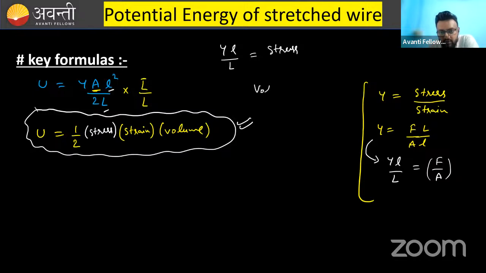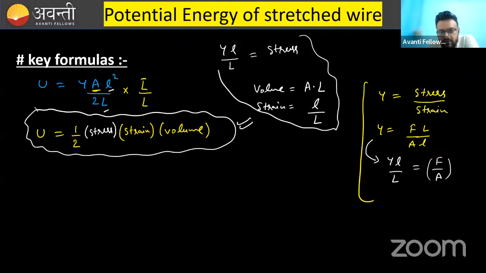Volume is what? Area into length. Strain is what? Change in length divided by original length. And stress is what? So all these terms are mentioned here. If you need to write it down, you can write it down. Now I am going to convert it in another form. Have a look at that.